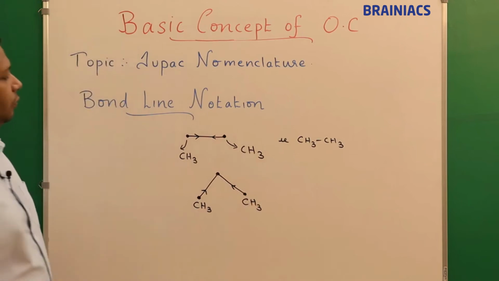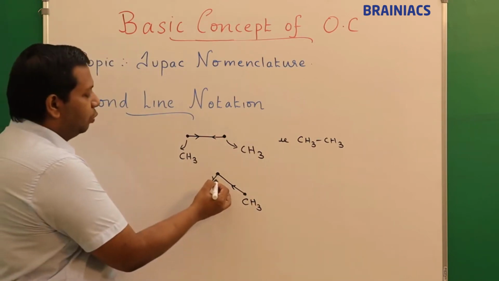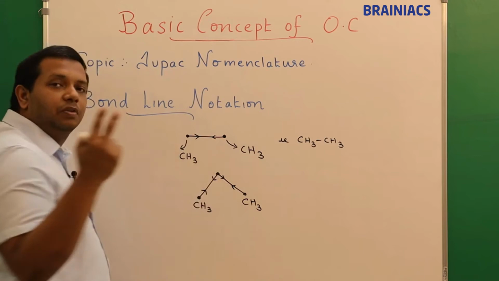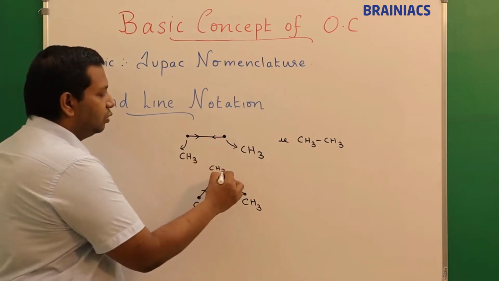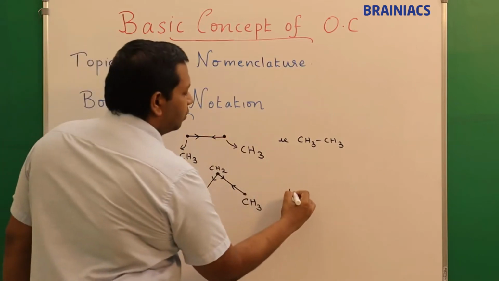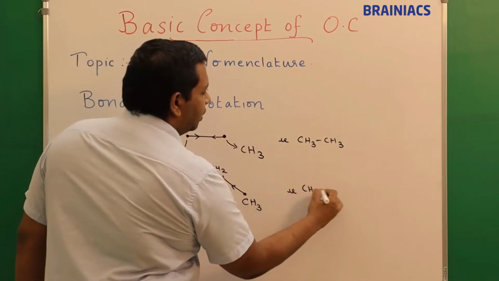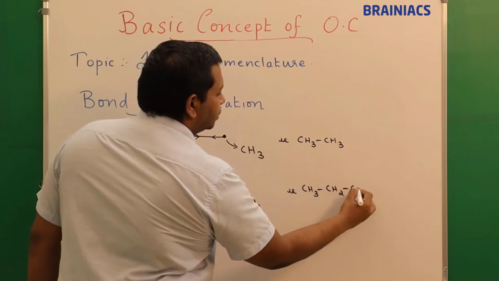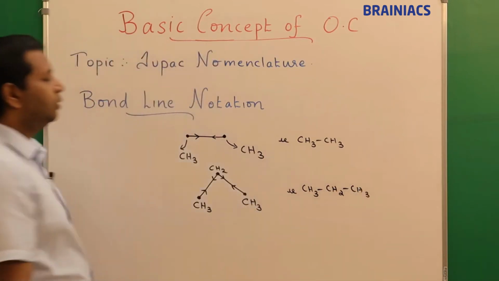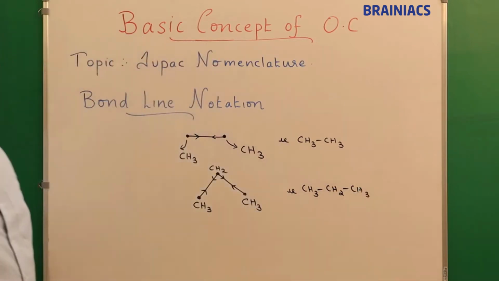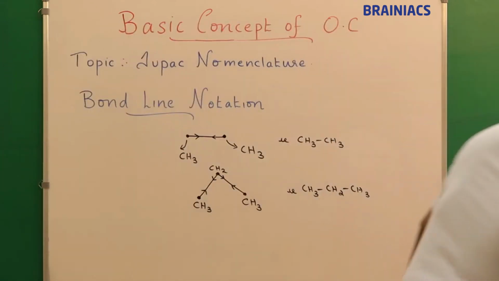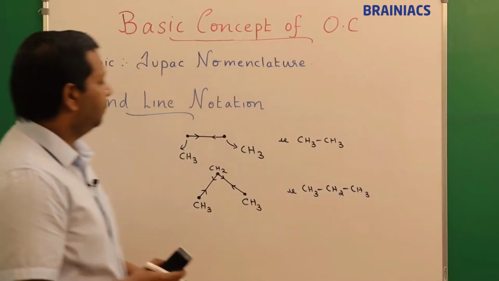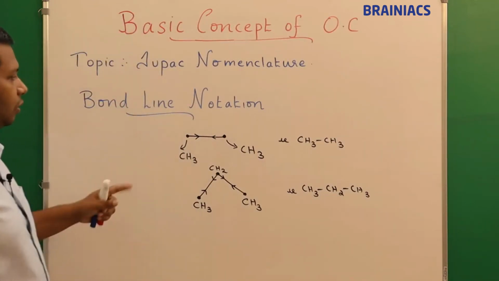Correct? Now if you look at this carbon atom, it has 2 lines moving out of it. So that means 2 H are replaced. So this should be what actually? CH2. So the compound here is what actually? CH3, CH2, CH3. Understood? So this is the easiest way to remember actually. Now we will try to see the complicated stuff. I hope you understood this. Please note down also.